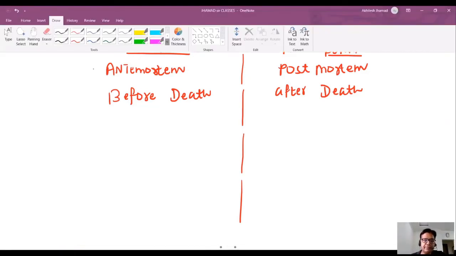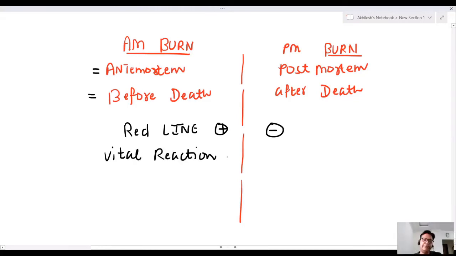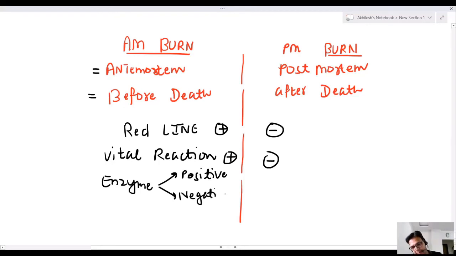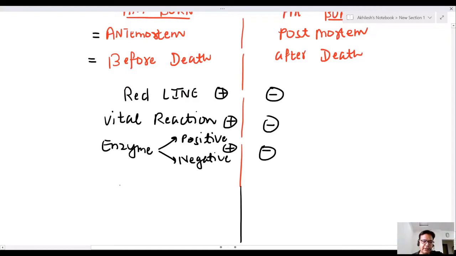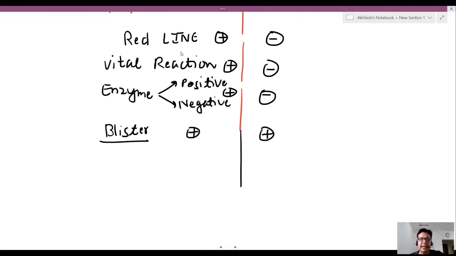Now, antemortem burn is before death, postmortem burn is after death. If it is before death, red line present, inflammation line present; in postmortem it is absent. Vital reaction present, absent. Enzymatic reaction may be positive, may be negative, present, absent. Blister may be present in both.